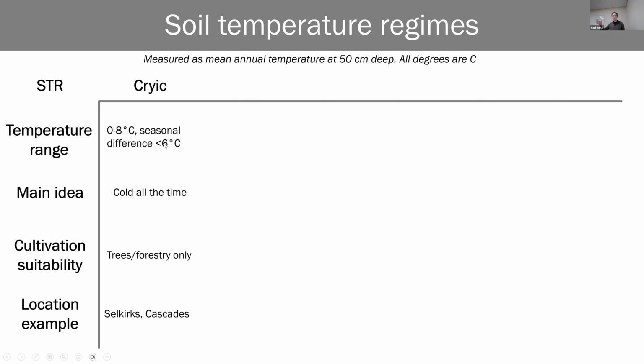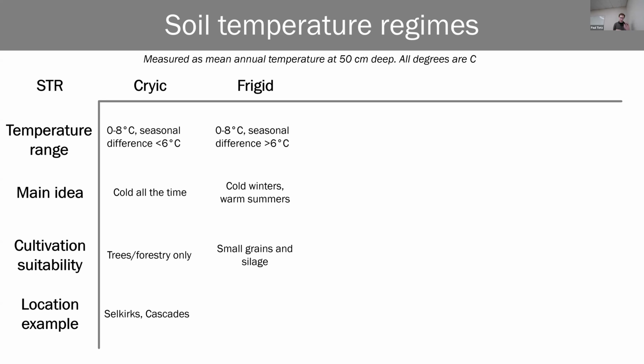Frigid, on the other hand, is the same temperature range of 0 to 8 degrees Celsius, but the seasonal difference can be over 6 degrees Celsius now. So where we're not as insulated, where it gets maybe a little bit warmer in the summer, we still have cold winters, but maybe warm summers, maybe a little less insulation, we're in the frigid temperature regime. This would be small grains.